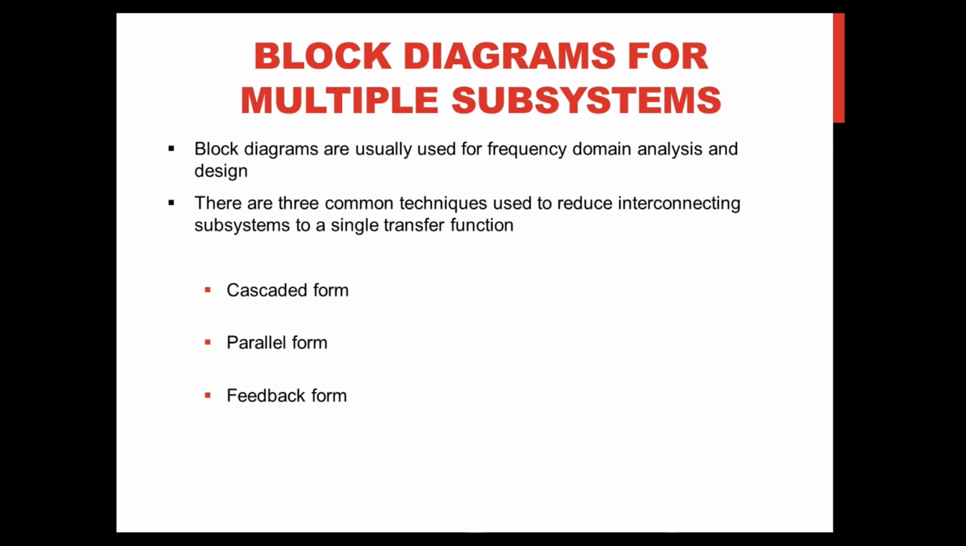There are three common topologies for interconnecting subsystems, which are the cascaded form, parallel form, and feedback form. For each form, a single transfer function representation can be derived.